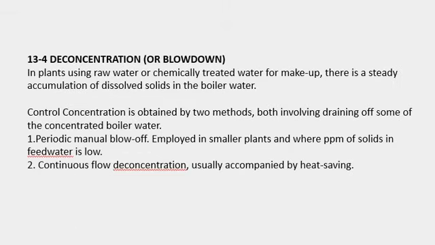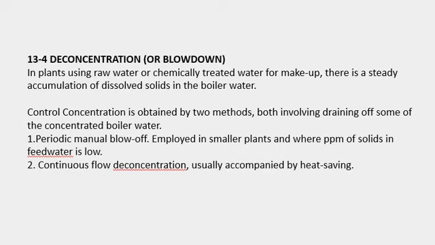Next is the concentration, also known as blowdown. What is it? In plants using raw water or chemically treated water for makeup, there is a steady accumulation of dissolved solids in the boiler water. Control of concentration is obtained by two methods, both involving draining off some of the concentrated boiler water. First is the periodic manual blow-off, employed in smaller plants and where ppm of solids in feed water is low. Next is the continuous flow, the concentration usually accompanied by heat saving.